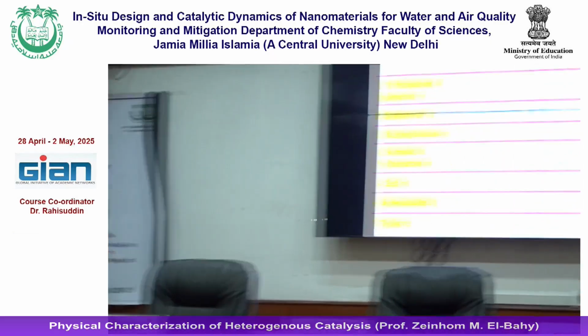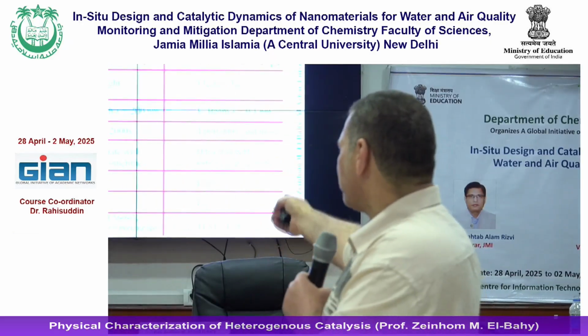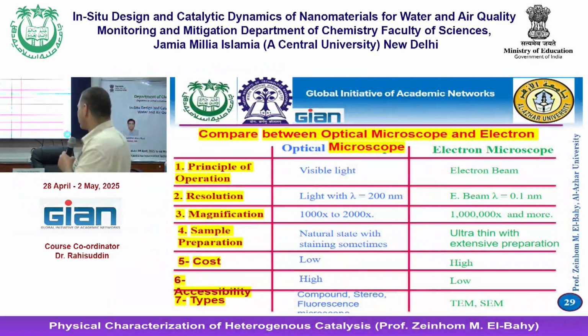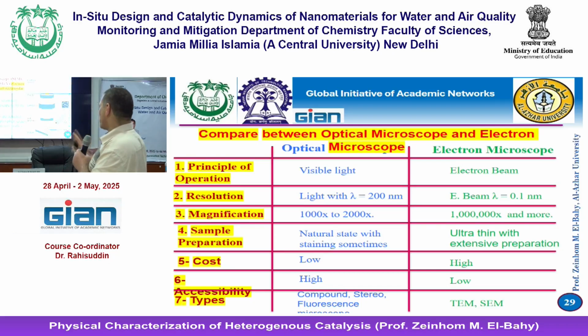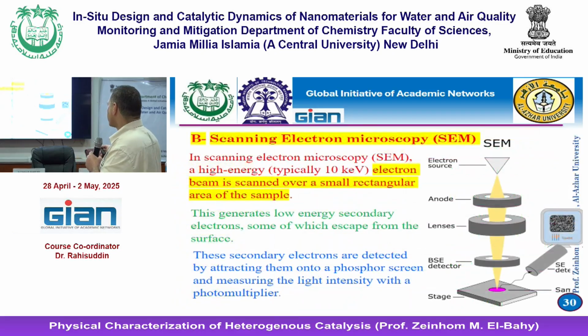Another point, these are the types. Of course, there is sometimes compound, stereo, fluorescence. It's not our topic, but here in electron microscopes, it is TEM or SEM. Let's go to how it works. For SEM, for example, I will not go deep into these techniques, because I don't understand all about it. I just know what I need about it.